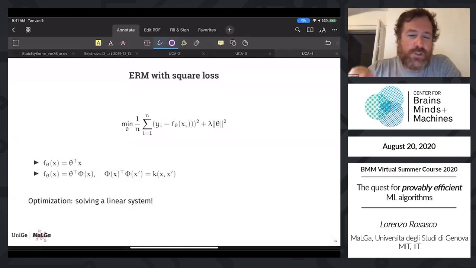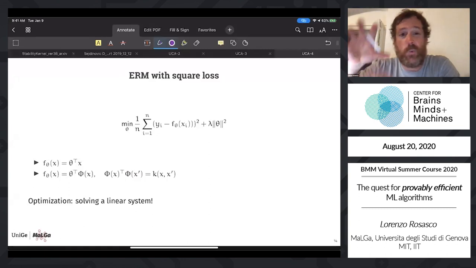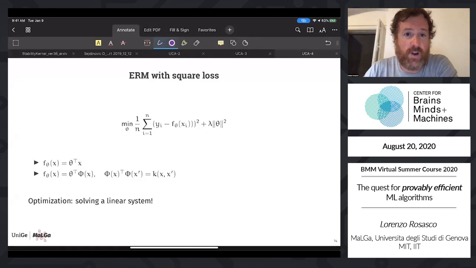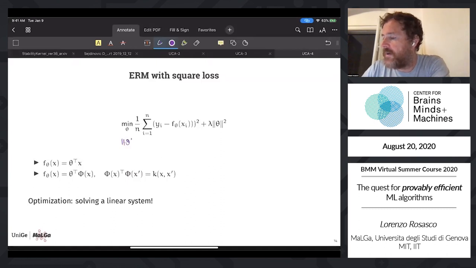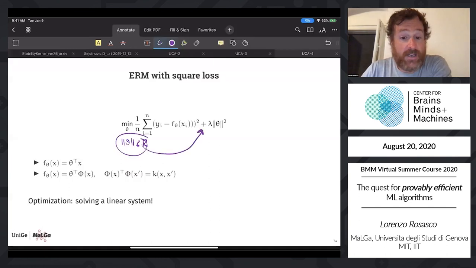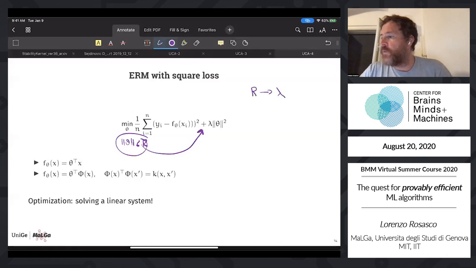And rather than constraining, we actually did what is sometimes called the Lagrangian formulation. So rather than putting a constraint on the norm of theta, we move the constraint as a penalty in the functional. And so the role of R is now played by lambda, or if you wish, 1/R is lambda. So big lambda means that I'm constraining the model a lot. Small lambda means that I'm putting no constraint.